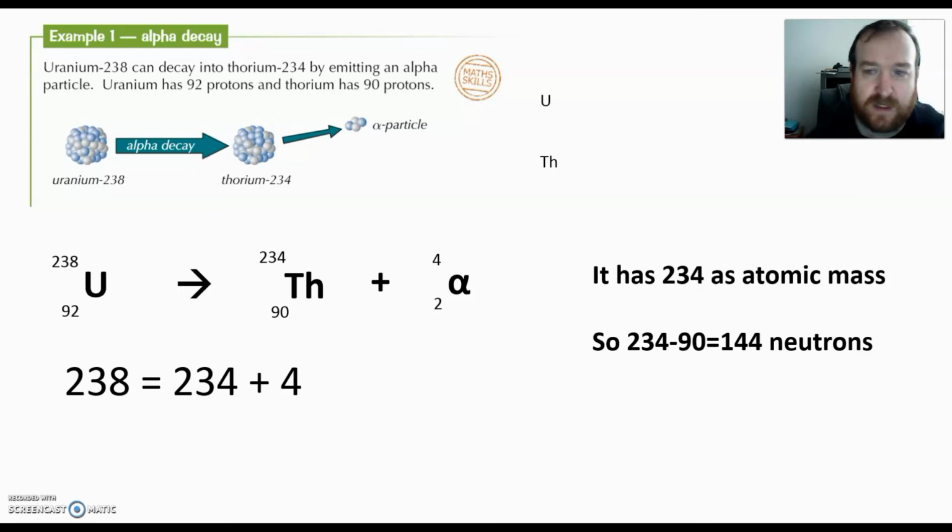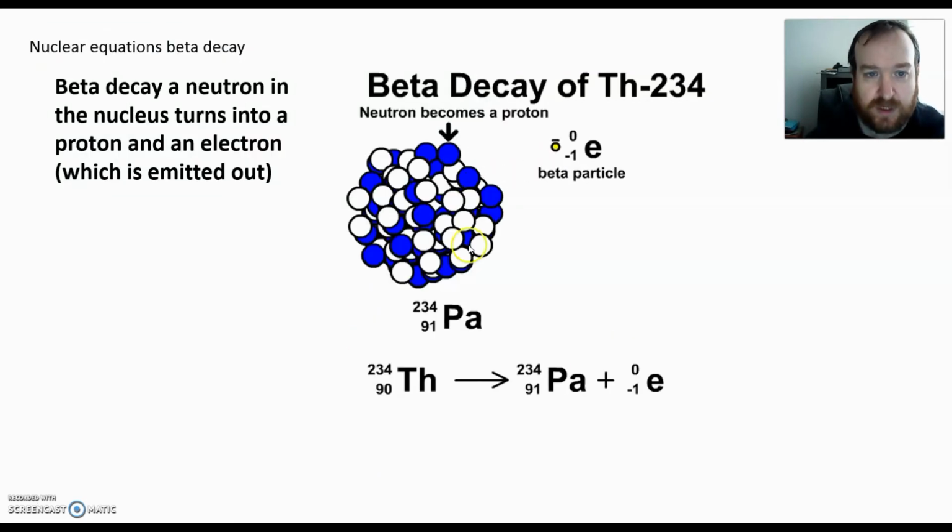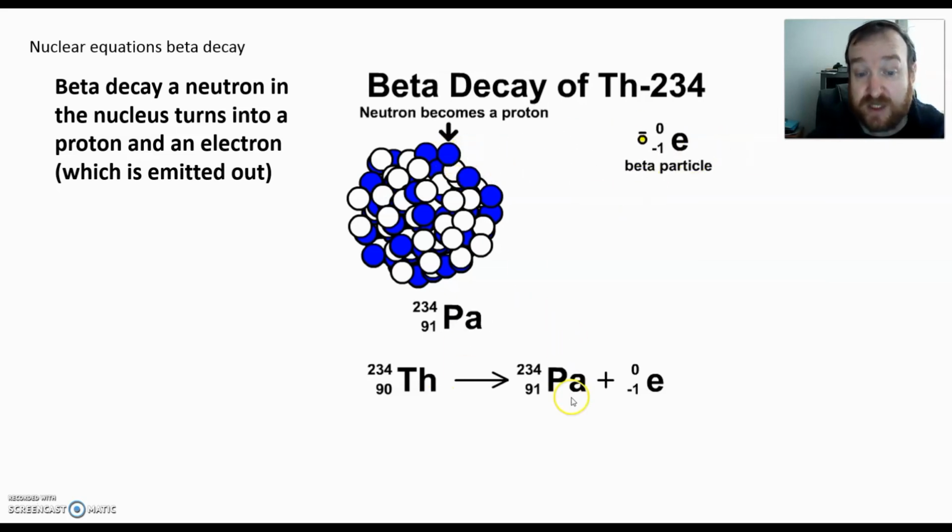Right, so a similar thing can be done with beta particles. So here's an element, Pa. I can't remember what Pa is, but it decays into thorium. It gives out a beta particle. So this white neutron turns into the blue proton when it gives out a beta particle. So it changes the element.